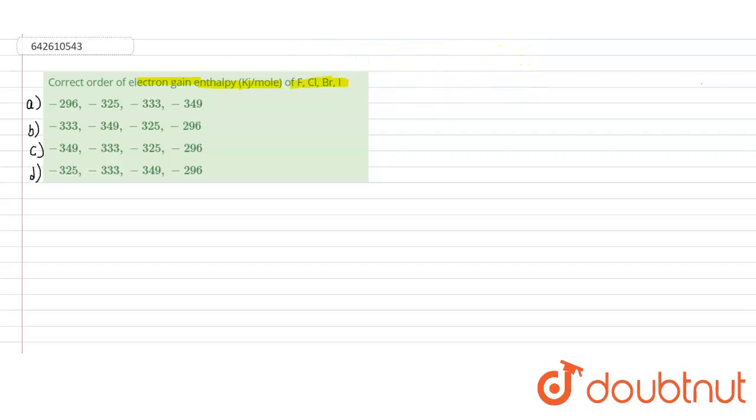As we know, electron gain enthalpy is the energy released when an electron is added to the gaseous state. When we take fluorine and an electron is added into the gaseous state, F negative ions are formed and some energy is released. That energy will be the electron gain enthalpy, and because energy is released, it will be negative.